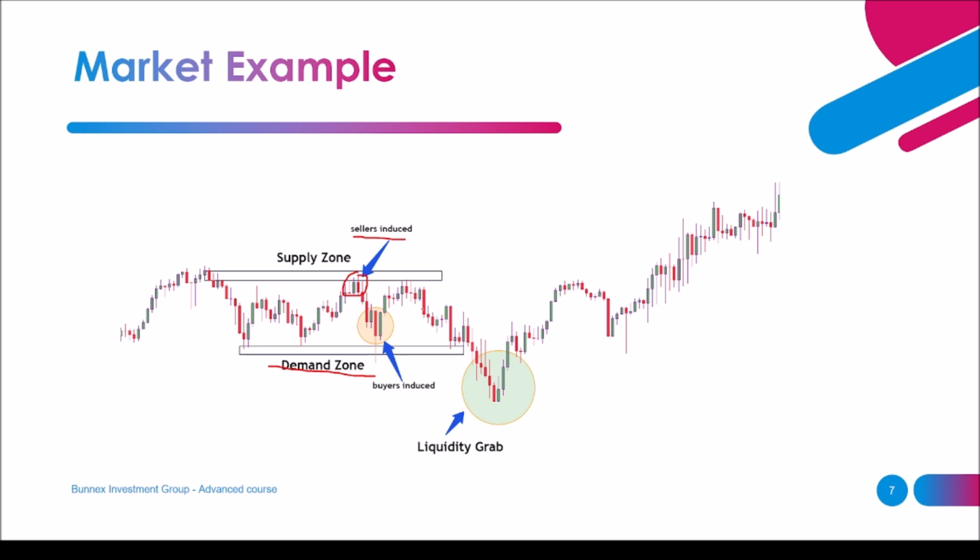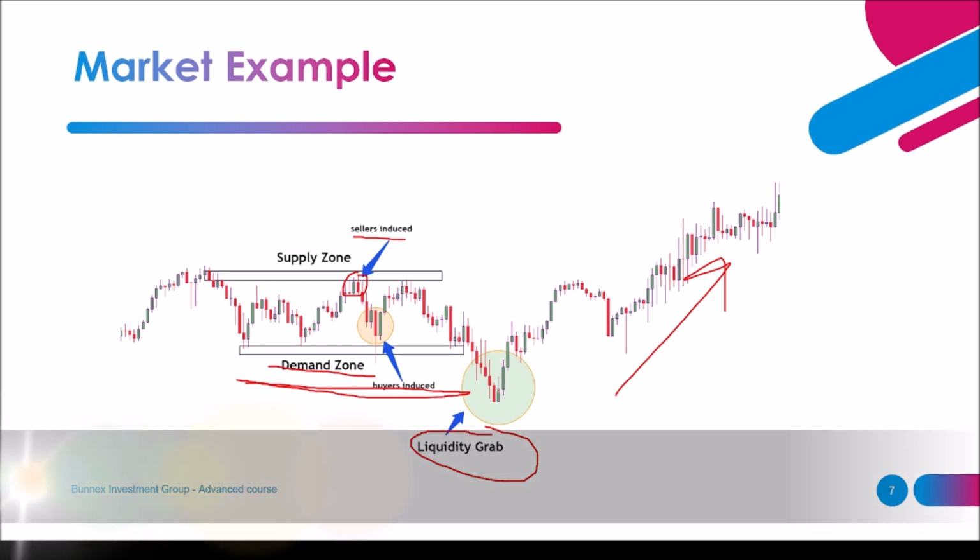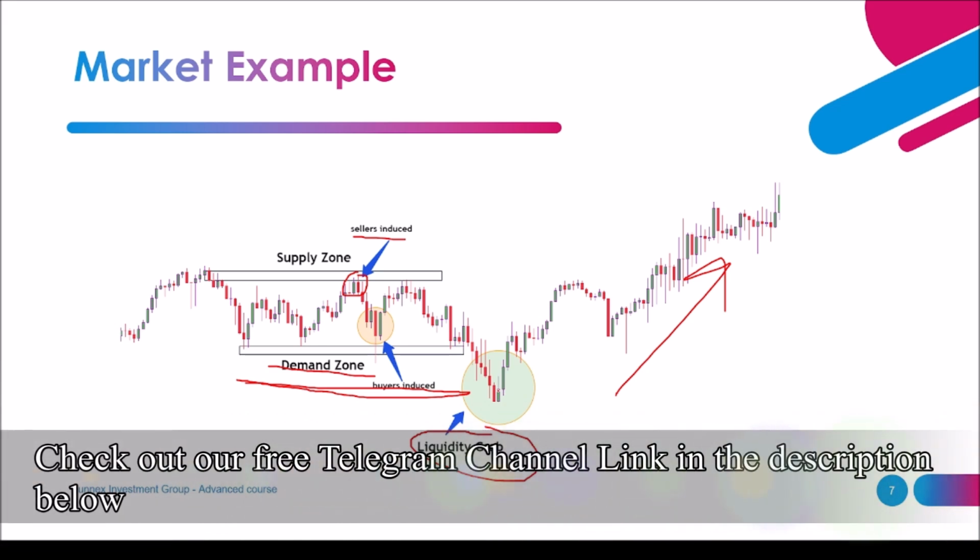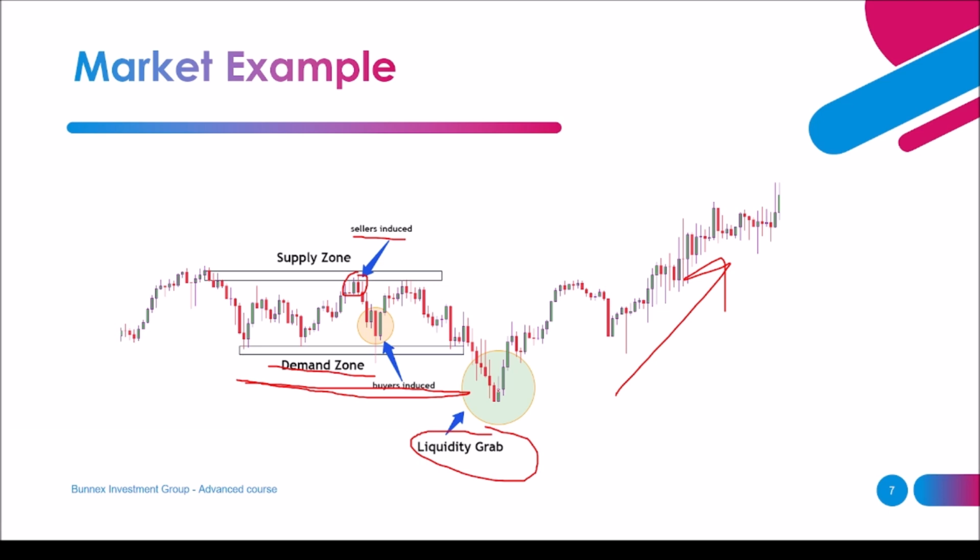After that, we can see that the market, after inducing these people, went below this demand zone. So this was what we call a liquidity grab. This was a band where most stop losses were concentrated for the buyers. Then after that, we can see a long sustained run going away from that liquidity zone, right? So we'll see how we apply this liquidity grab in the next topic, which is CHOCH.